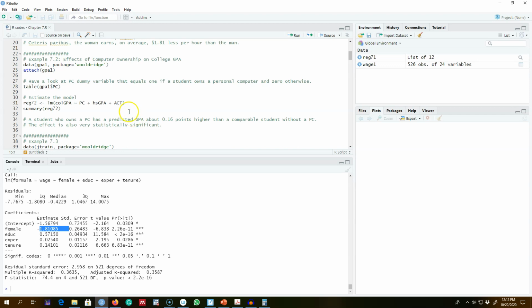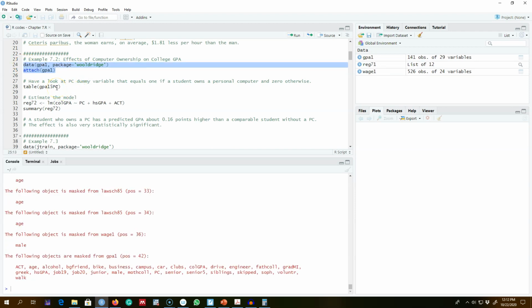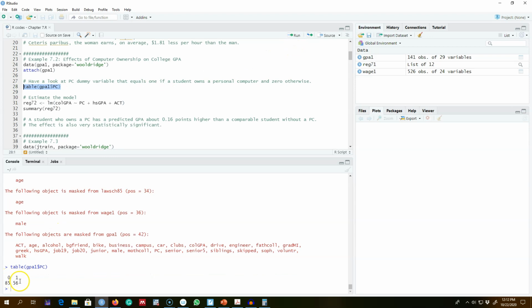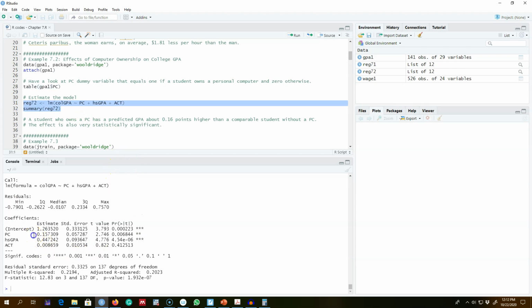In the next example, we are interested in knowing the effect of computer ownership on college GPA. And we have this PC dummy variable in the model, which takes the value of 1 when a student owns a computer and 0 otherwise. And this is the distribution of students with a personal computer, 56 of them, and students without a personal computer, and there are 85 of them in our model. And we are interested in knowing whether giving students a computer has any impact on their performance, that is, whether their GPA goes up by owning a computer or not.